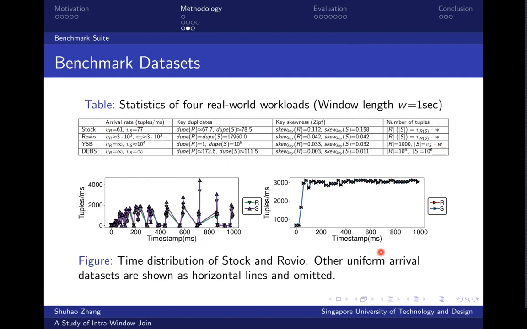They also cover different arrival distributions as shown in this figure. Particularly, the Stock dataset has a non-uniform arrival distribution, where input arrival rates change rapidly at different timestamps. In contrast, Rovio has a more uniform arrival distribution. The other 2 datasets arrive uniformly, and their distributions are hence not shown here.